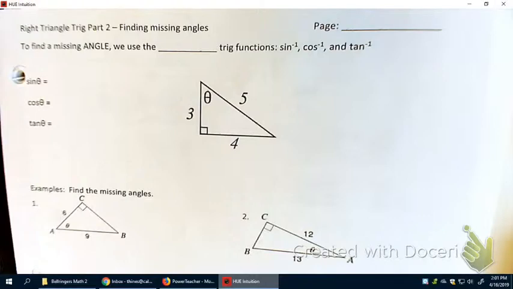Okay, so first of all, on these first problems, let's fill in the blank. It says to find a missing angle, we use the inverse trig function: sine inverse, cosine inverse, and tangent inverse. Okay, let me show you where that is on the calculator.